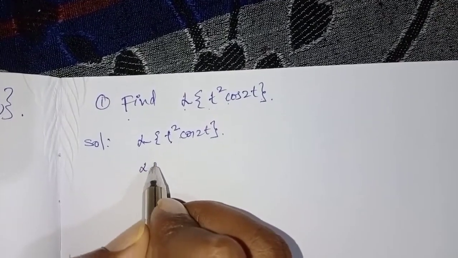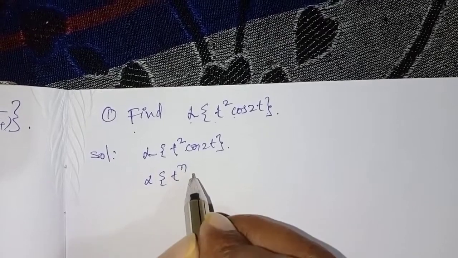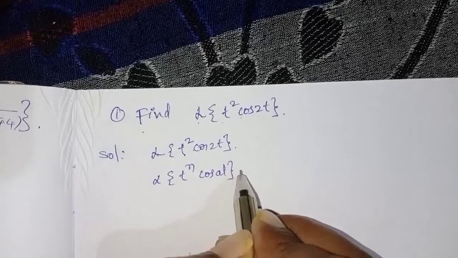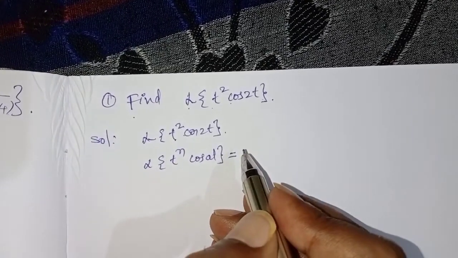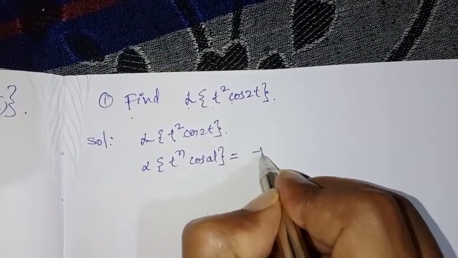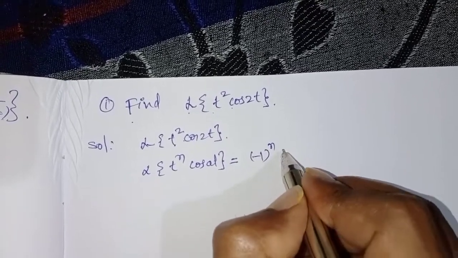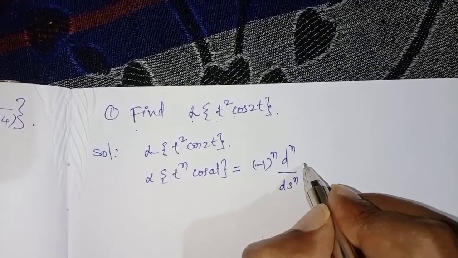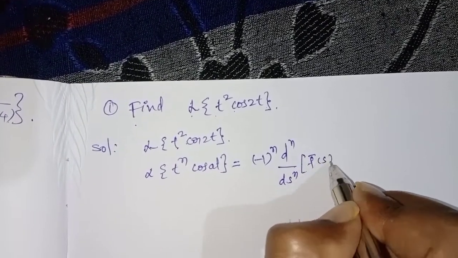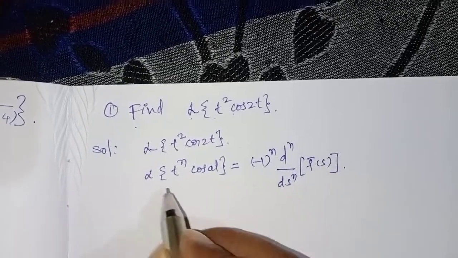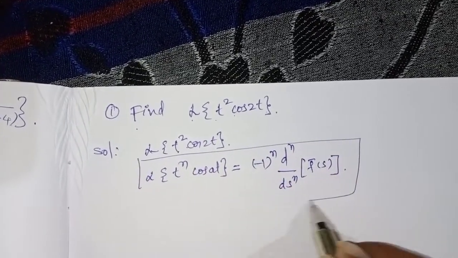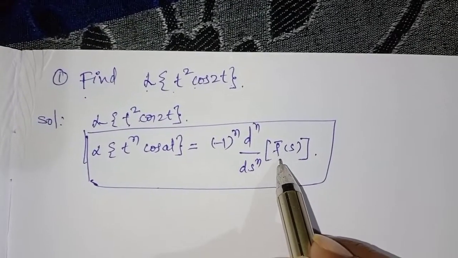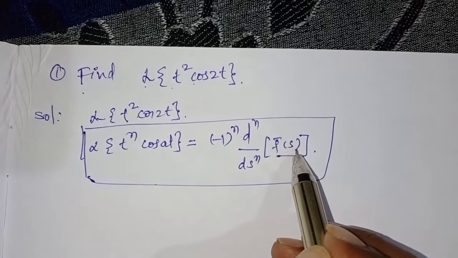That is, the formula is L of t power n cos at is equal to minus 1 whole to the power of n, d power n upon ds to the power of n into f bar s. This is the formula. So first of all, we need to find f bar s.